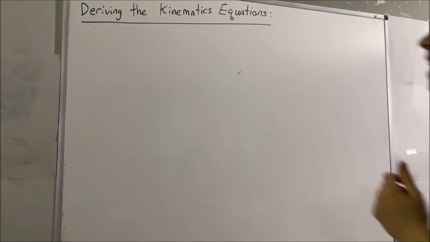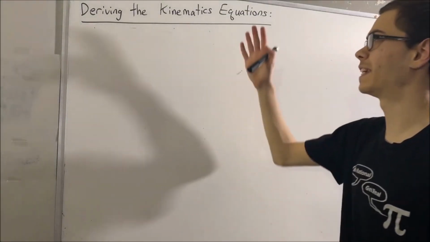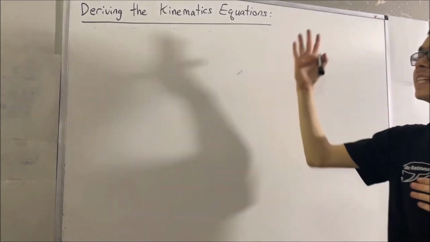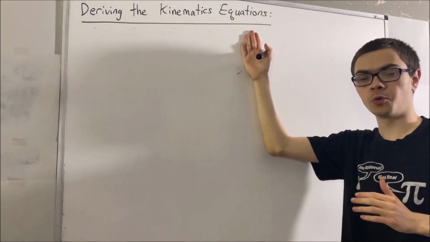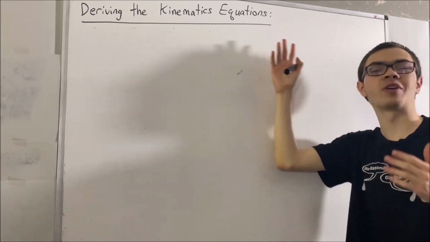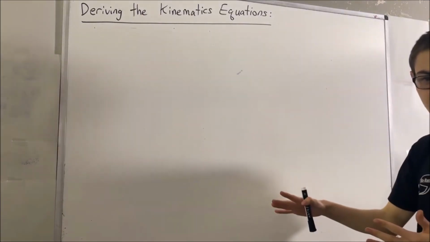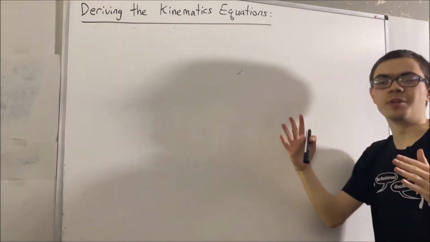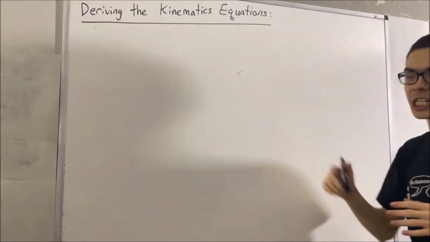Hello! In this video, we are going to derive the kinematics equations. Now, in an intro physics course, the kinematics equations refer to equations of motion under a constant acceleration. Now, the average acceleration is equal to change in velocity divided by change in time.